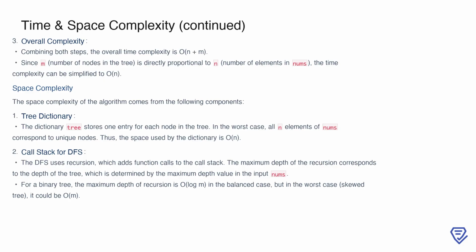Another factor is the call stack used during the DFS traversal. Since the DFS uses recursion, the maximum depth of the recursion corresponds to the height of the tree, which depends on the maximum depth value in the input. In a balanced binary tree, the height is O(log m), but in the worst case of a skewed tree, it could be O(m). These two components together determine the total space usage of the algorithm.